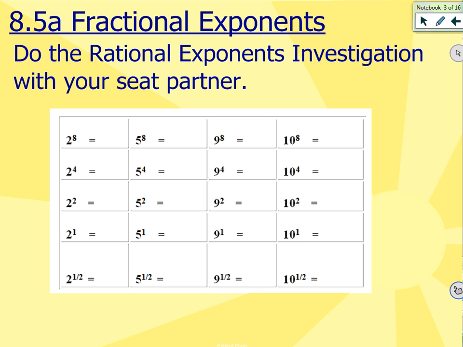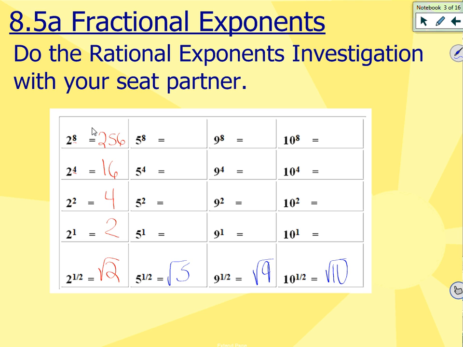So 2 to the 8th was 256, okay, and then 16, and then 4, and then 2. And so most of you discovered that the pattern here was taking the square root each time to get down. So if the powers were halved, the numbers were square rooted. And since the square root of 2 is not a whole number, we just write this one as square root 2. 5 to the 1/2 would be square root 5. 9 to the 1/2 would be square root 9. 10 to the 1/2 is square root of 10.